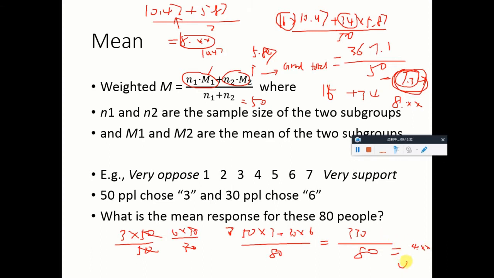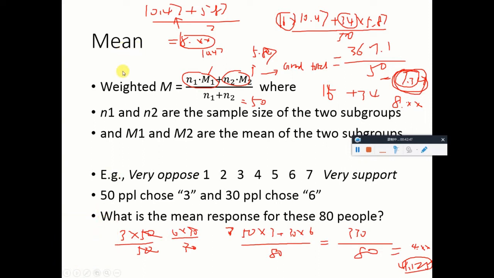4.125. So if you got this number, congratulations. If you did not, you should check your answer. Why, right? Okay, shouldn't be too difficult.